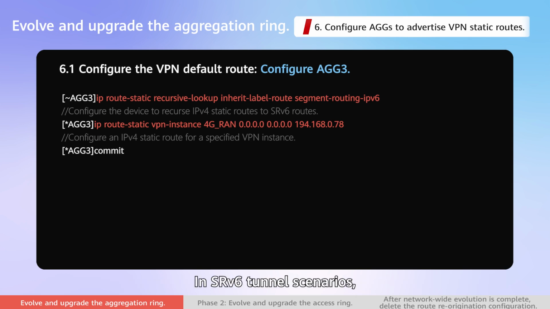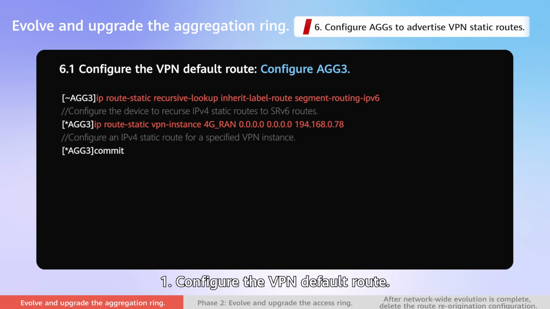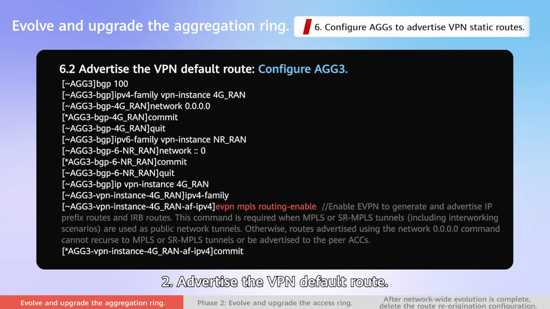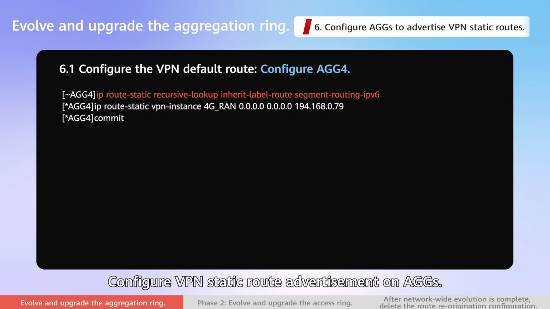In SRv6 tunnel scenarios, you need to enable static routes to recurse to SRv6 tunnels. First, configure the VPN default route. Second, advertise the VPN default route. Configure VPN static route advertisement on AGGs.